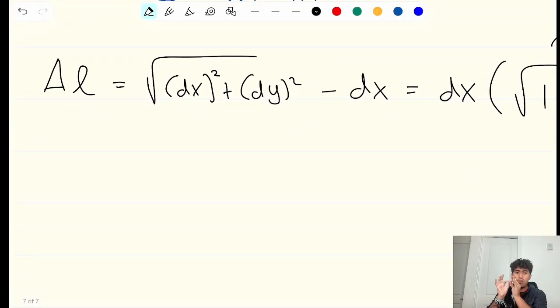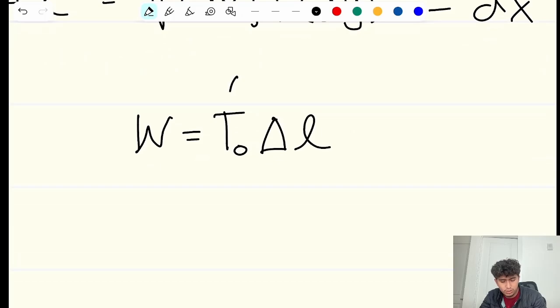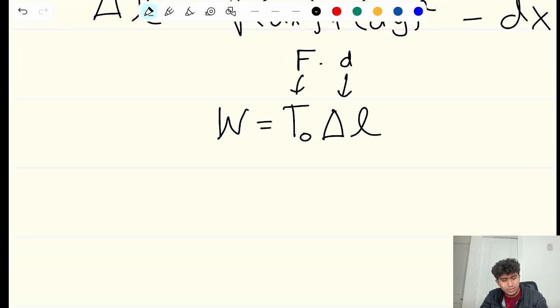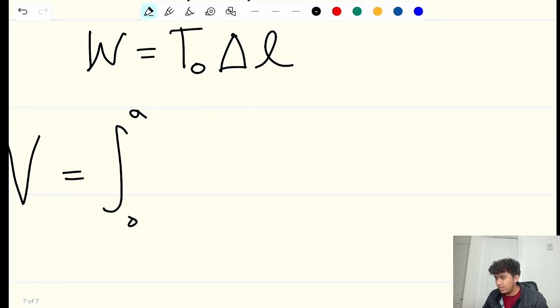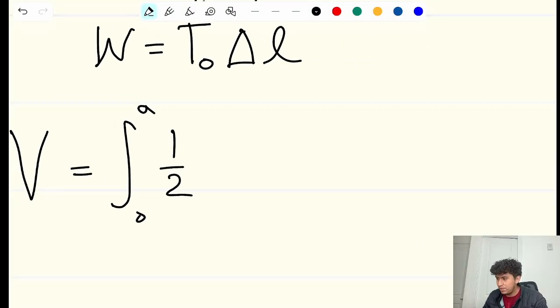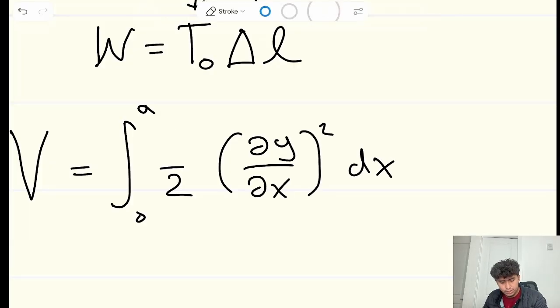And since we know now how much the string is stretched and how much the length changed, we know the work. That's gonna be T naught times this stretch. Like this is the force and this is the distance, force times distance. So essentially, you can say that the potential, what is the whole potential energy of the string, is gonna be essentially this. Just adding up each small segment. Cool. And there's a T naught here.